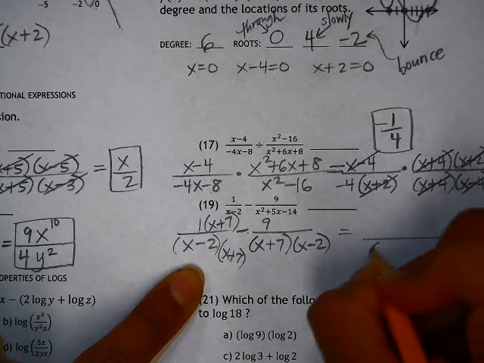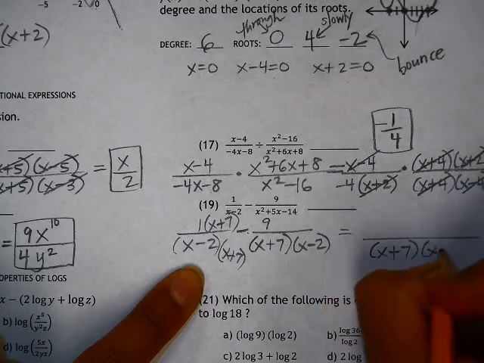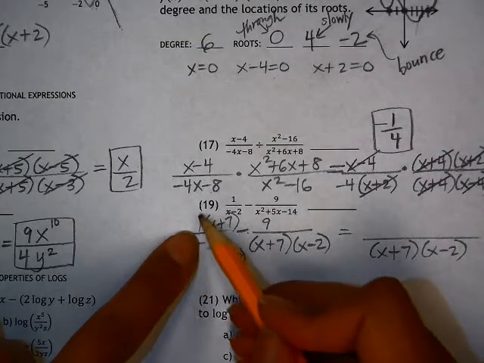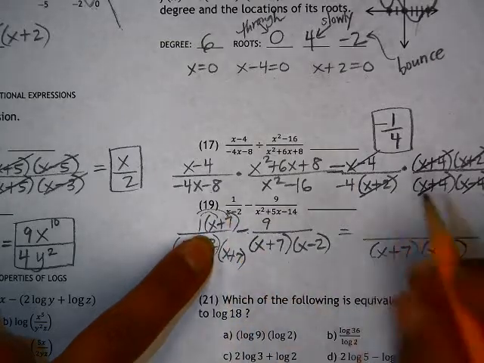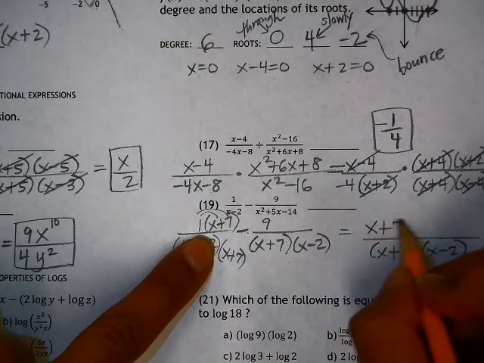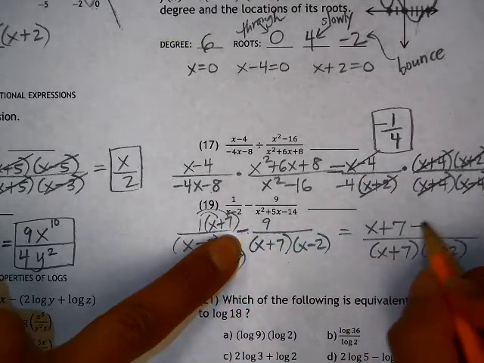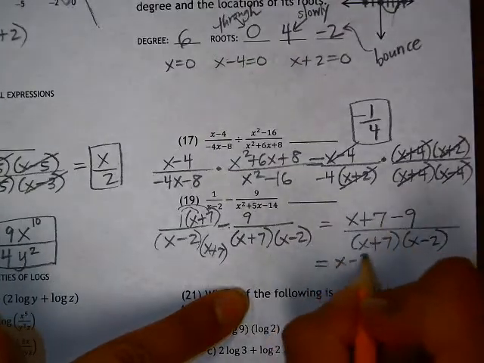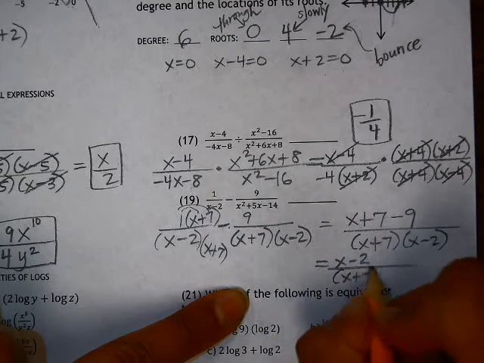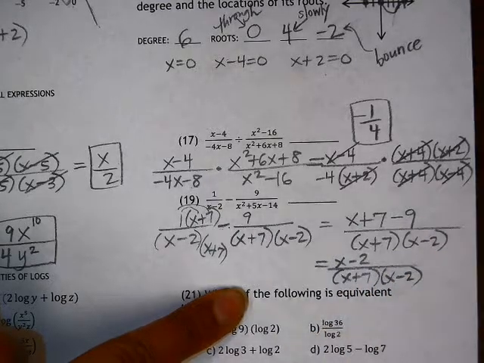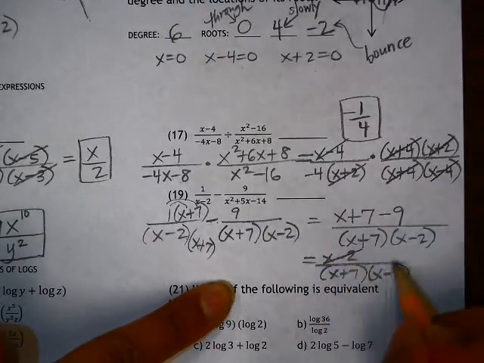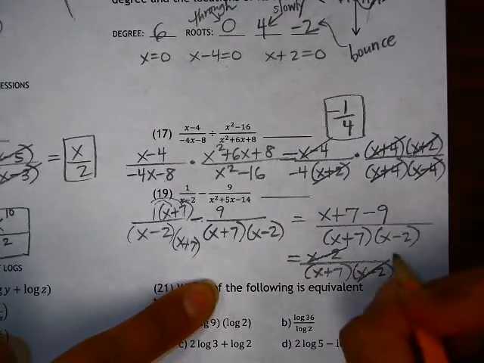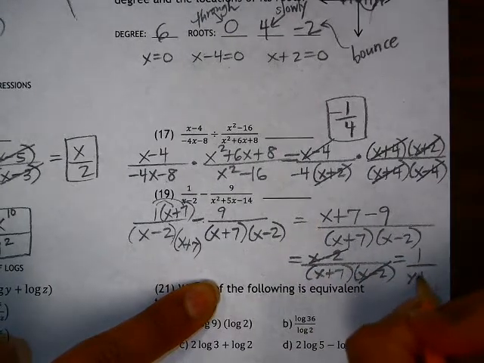So our common denominator is x plus 7 times x minus 2. 1 times x and 1 times 7. That's 1x plus 7, and I'm going to subtract 9. If we combine like terms, we get x minus 2 over x plus 7 times x minus 2. And the x minus 2 cancels out, so we're left with 1 over x plus 7.